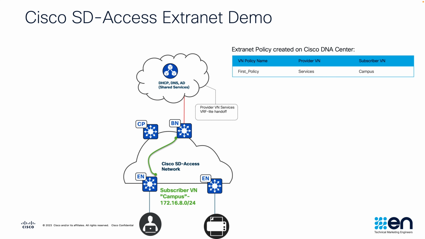Let us now proceed with a quick demo to showcase what we discussed. So in this topology, we have a host that is attempting to access shared services such as DHCP, which is outside of a fabric, so that the host can automatically get the IP address and be onboarded onto the network. And to achieve this without any route leaking, we will create an extranet policy called first policy. And in this policy, we will designate a provider virtual network named services and a subscriber virtual network named campus, where the hosts are located.